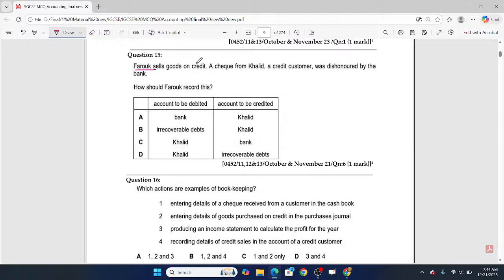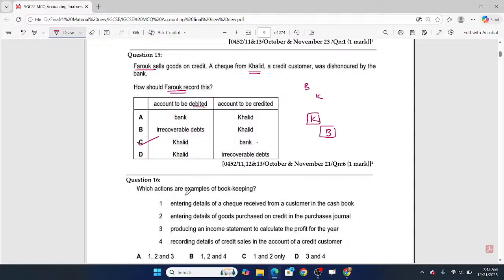Farooq sells goods on credit. A check from Khalid, a credit customer, was dishonored by the bank. How should Farooq record this item? So when you receive the check from Khalid, then it is bank to Khalid, right? Bank account debit and Khalid account being credit. But here on dishonor, it should be reversed. Khalid should be debited and bank should be credited. So account to be debited being Khalid and account to be credited being bank. C is the correct one. Is that clear?